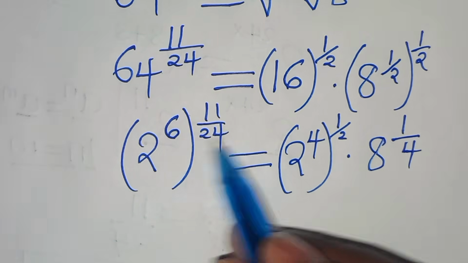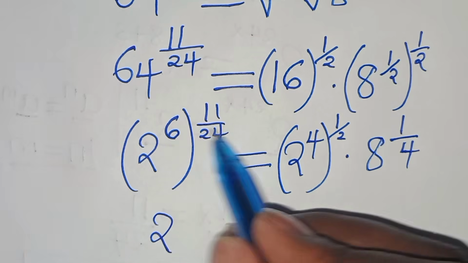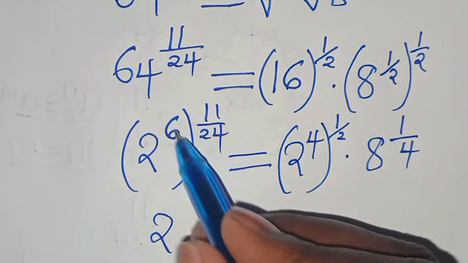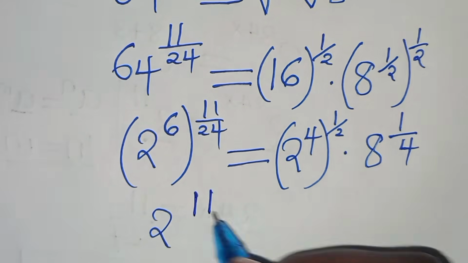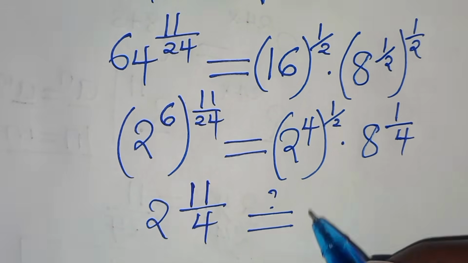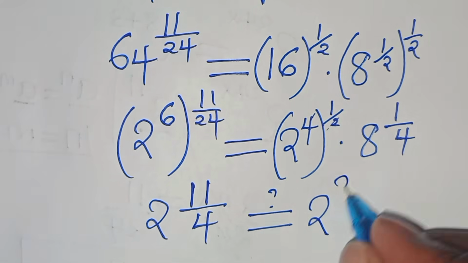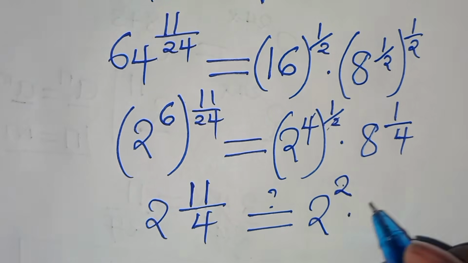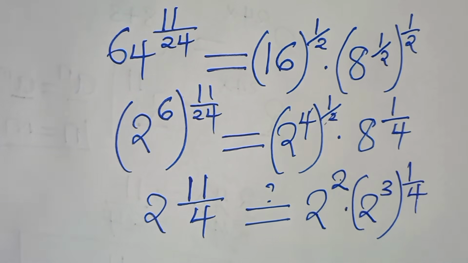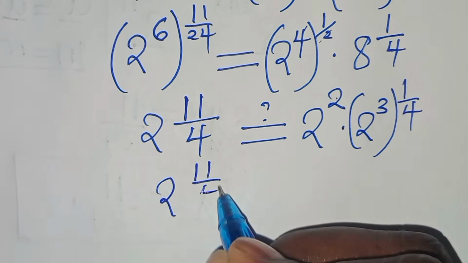Now, let's simplify here. This is 2 raised to the power of 6 times 11/24. So let's divide 24 by 6. So 24 divided by 6, this is 4. So we have here 11/4, and this should be equal to 2 to the power of 4 times a half. This is the same thing as 2. We have 2 raised to the power of 2 times 8, which is 2 to the power of 3 raised to the power of 1/4. So we have 2 to the power of 11 over 4.